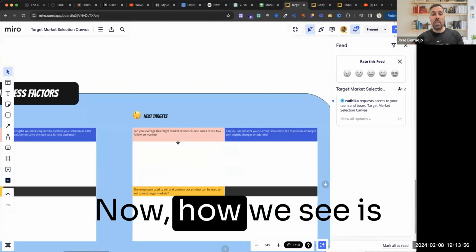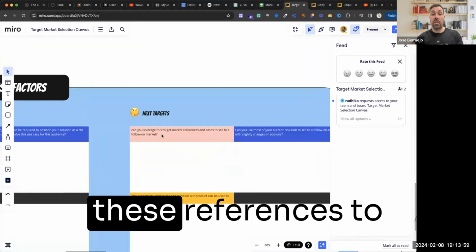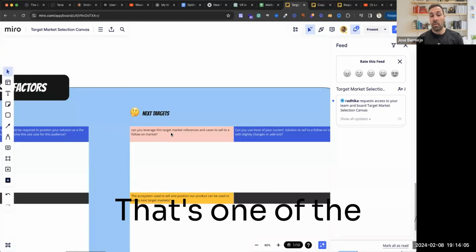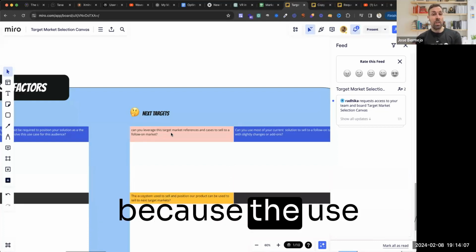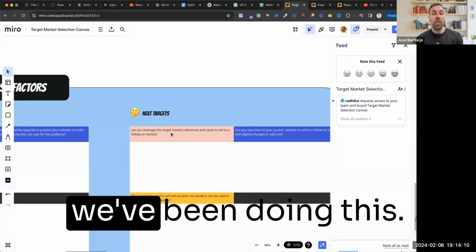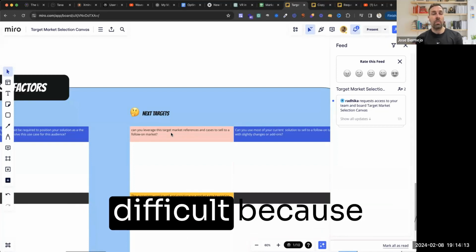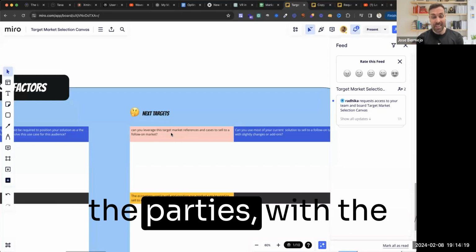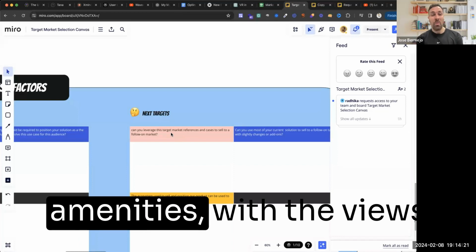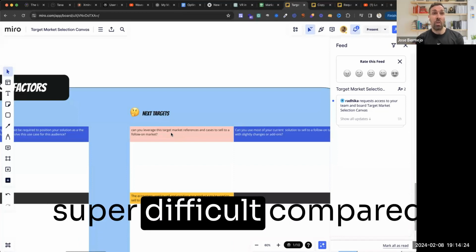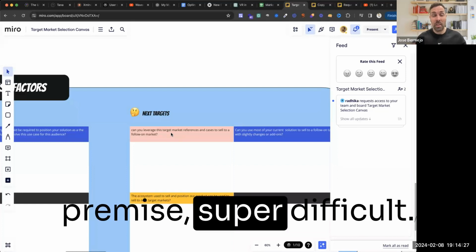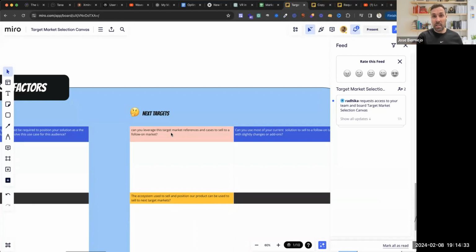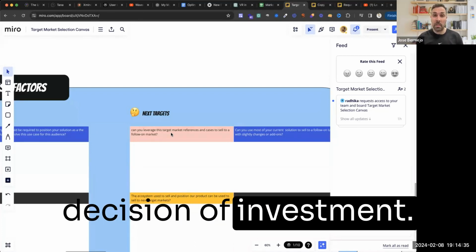Now, how easy is that? Can we leverage these references to sell into this new target audience? That's one of the questions. Well, probably, because the use case is the same. So we can say, hey, we've been doing this for things way more difficult, because reproducing and showcasing a condo with all the details, with the parties, with the amenities, with the views of the landscape, that's super difficult compared with a commercial premise. Super difficult. We can do this way easier, in way less time, way cheaper. So you make your decision of investment.